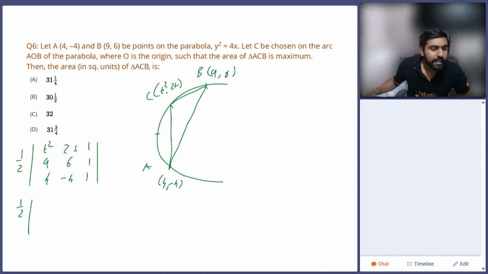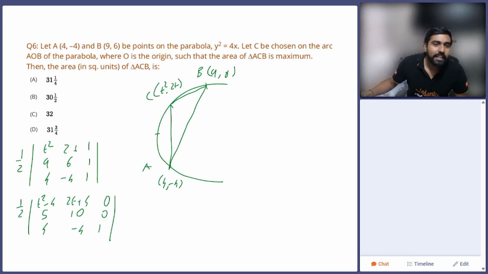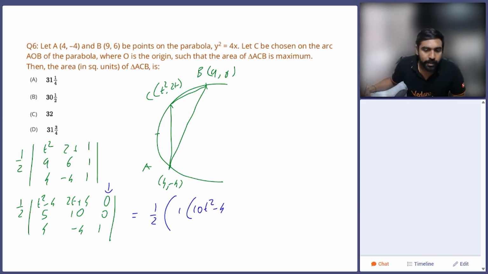So I will get the area as basically the determinant: t square minus 4, 2t minus of minus 4, that is 2t plus 4, then 1 minus 1 is 0. Then 9 minus 4 is 5, 6 minus of minus 4 is 10, and then you have a 0 over here. And then I also have 4, minus 4, 1 as it is. Now we will expand the determinant about column 3. So what does the determinant become? It will be half of 1, basically plus only, into 10t square minus 40 minus 5 into (2t plus 4). That's basically minus 10t minus 20 over here.